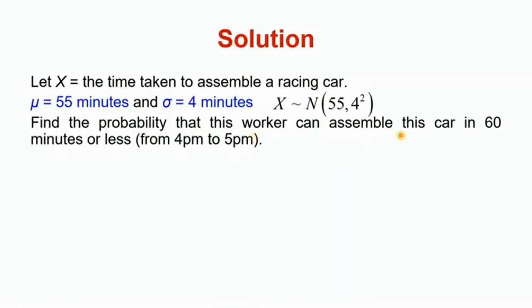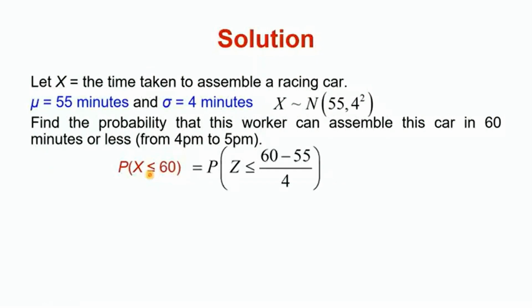So find the probability the worker can assemble in less than 60 minutes, because 4 p.m. to 5 p.m. is 60 minutes. It means X is less than or equal to 60 minutes. Again, I remind you, we don't mind about equal or not equal, because in the continuous concept both values are the same. Z is less than (60 minus 55) over 4, because the mean is 55 and the standard deviation is 4. When you convert, Z is less than or equal to 1.25.